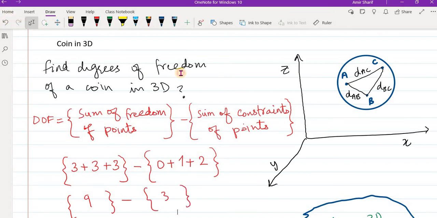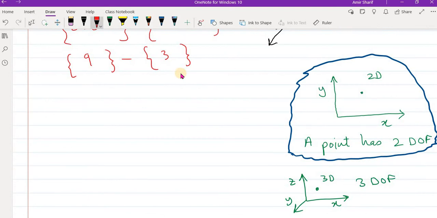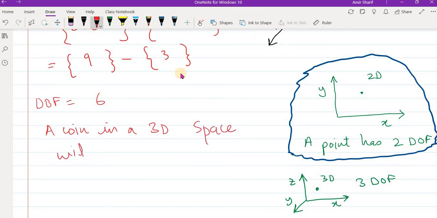So this will be 6. So degrees of freedom is six. It means that a coin in 3D space will have 6 degrees of freedom.